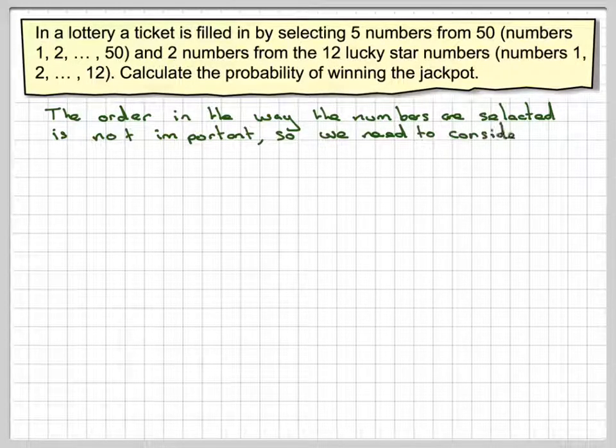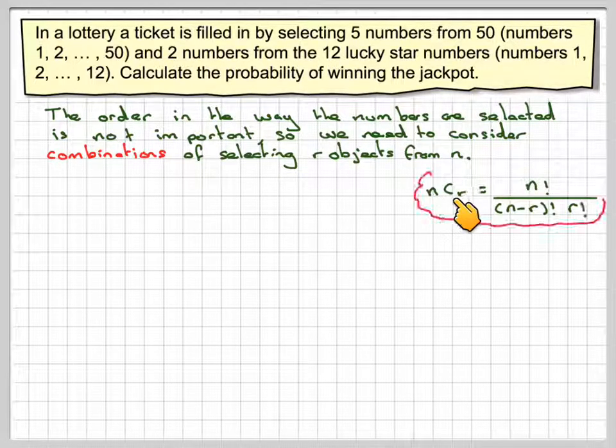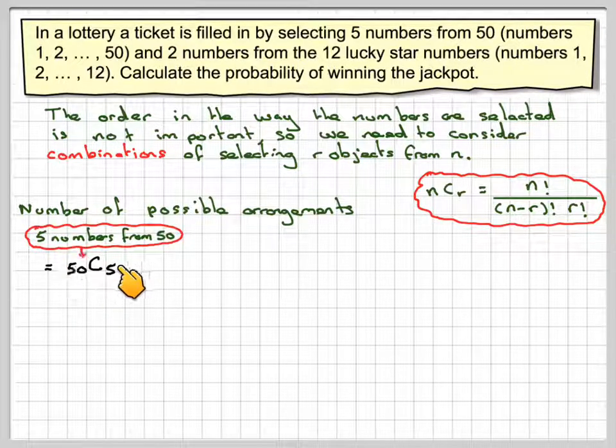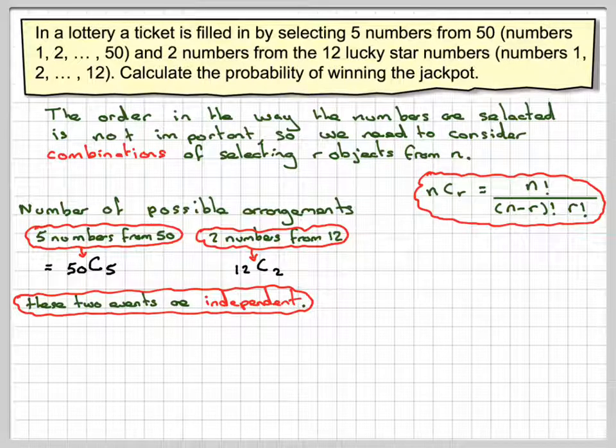So we need to consider combinations of selecting r objects from n, and we know that nCr is n factorial over n minus r all factorial times r factorial. So the number of possible arrangements is going to be 50C5, 5 numbers from 50, and then for the lucky star numbers, 2 numbers from 12, 12C2. Now these two events are independent, so we multiply for independent events.